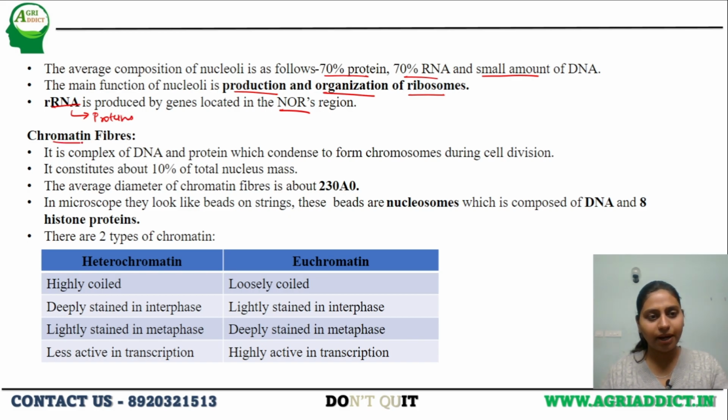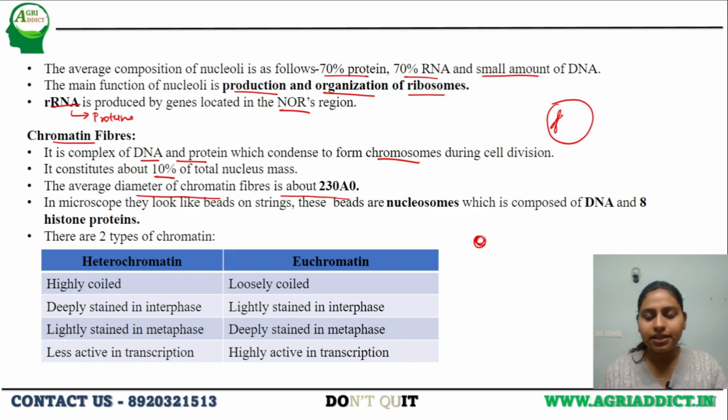Next, coming to chromatin fibers. Chromatin fibers are composed of protein and DNA. As I said, in eukaryotes, within the nucleus, the genetic material will be present in the form of chromosomes. That is, DNA and protein combine together to form the chromosomes. It constitutes about 10% of the total nuclear mass, and the average diameter of any chromatin fiber is 230 angstroms. And the organization of the chromosome is like this.